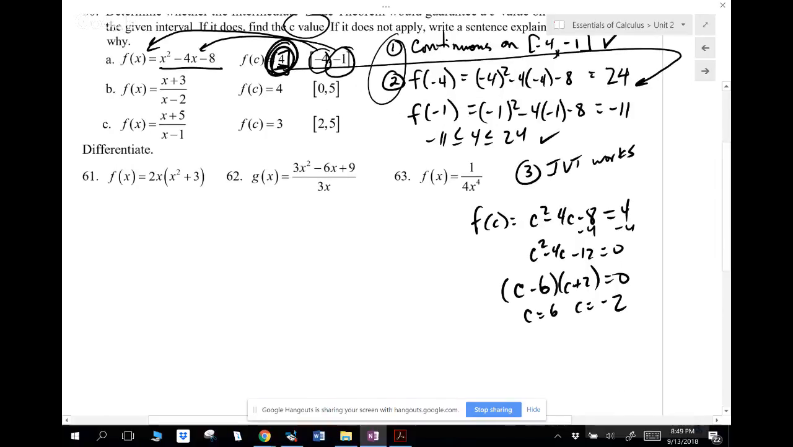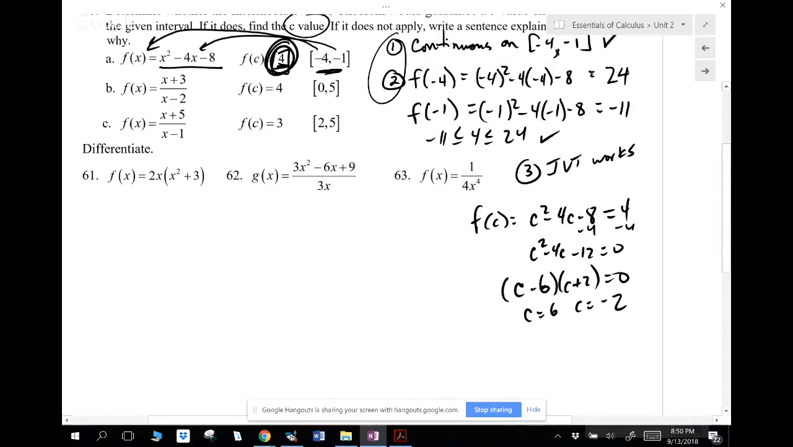However, we need values that need to be between negative 4 and negative 1. 6 is not one of those values. Only that one works. There's your answer. Has to pass the first two things to even go on to that.